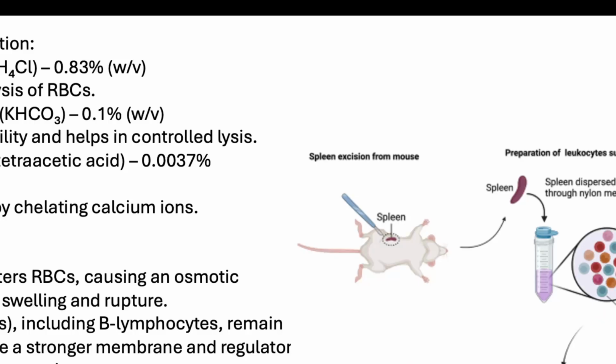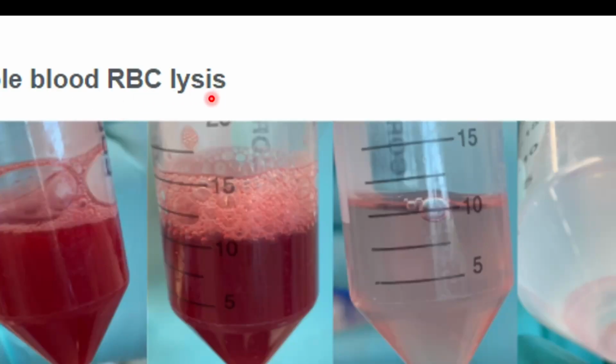So we kill off the RBCs using the hypotonic Grace solution. The ammonium chloride is the major player for lysis of the RBCs. So this is whole blood RBC lysis. Grace solution is a commonly used hypotonic lysis buffer designed to selectively lyse red blood cells while preserving WBCs, including B lymphocytes used in hybridoma technology.